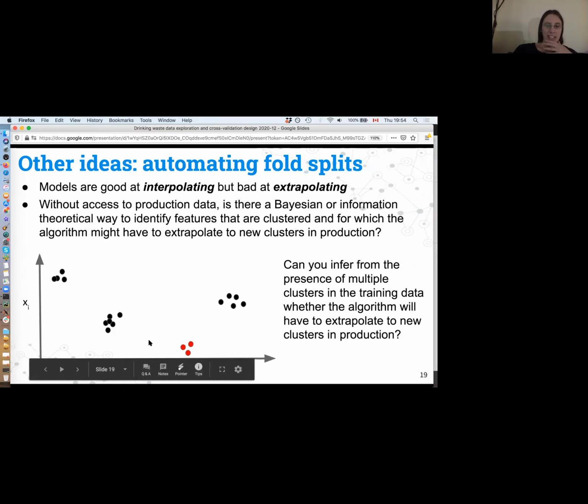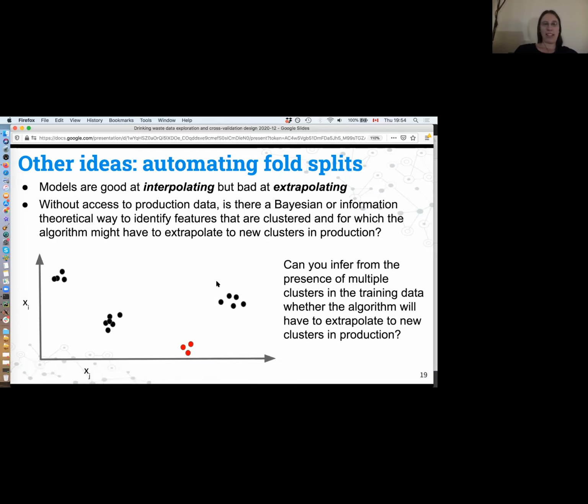So one idea that's sort of interesting to think about is, could you automate this process of doing fold splits? The idea here is that models are good at interpolating, but bad at extrapolating. So if your training data is a whole bunch of items in this cluster, and maybe a whole bunch of items from this cluster, what you'd like to know is, okay, in my test data, am I probably going to have to extrapolate to a novel cluster? So the question is, is there a way that you could infer just by looking at the training data whether you're in the situation where you would have to, in production, extrapolate to a novel cluster?